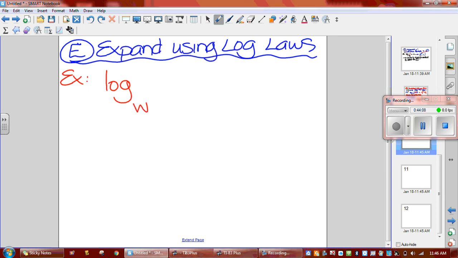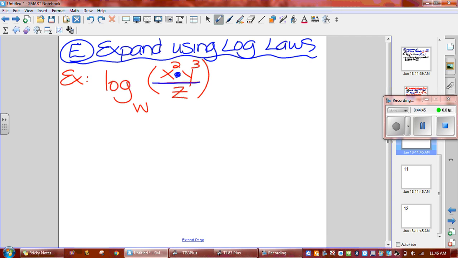Log base W of x squared y cubed over z. So we're going to find out how to separate all those. So we have to remember that if things have been put into a fraction, that means there must have been dividing. Dividing would turn into a subtraction. And if things are sitting side by side, it means multiply. And the multiply, we're going to turn it to a adding. So these 2 sitting side by side are multiplying.